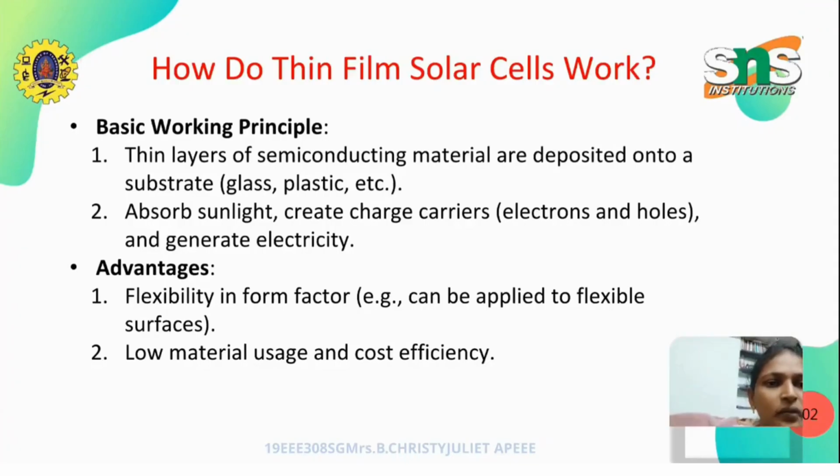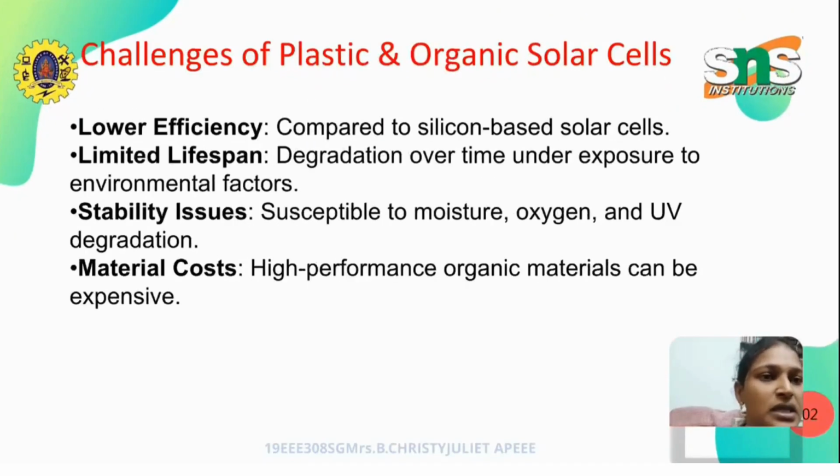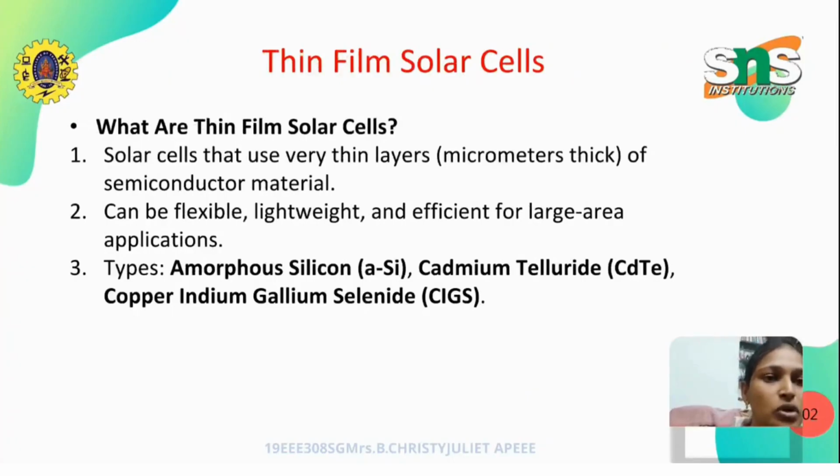So next we'll look at thin film solar cells. Previously we have seen plastic solar cells. Now we will see thin film solar cells. The plastic and organic solar cells are both of the same type. Organic solar cells are a subset of plastic solar cells. Plastic solar cells are primarily made of polymers, whereas organic solar cells have a layer of organic compounds. So let's now get into thin film solar cells.